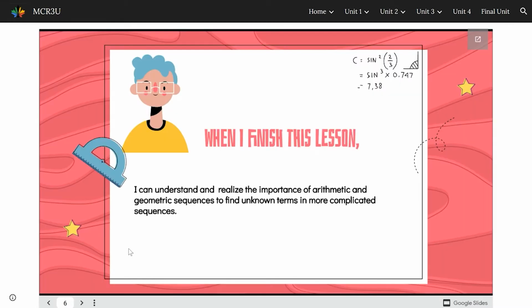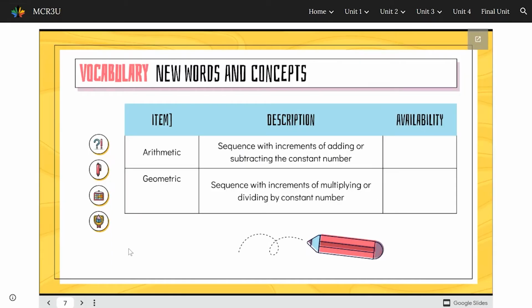When you finish this lesson, you can understand, reason, and apply arithmetic and geometric sequences and find the unknown term in more complex sequences. It will help you understand all of them better, arithmetic and geometric. Here we have the new words.